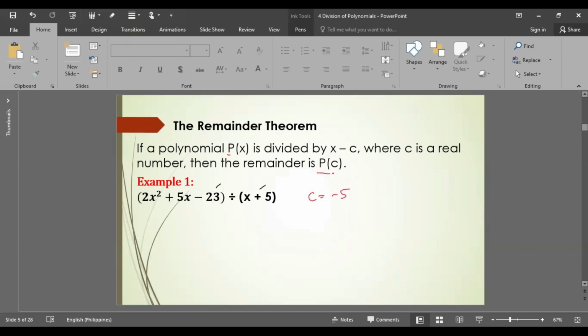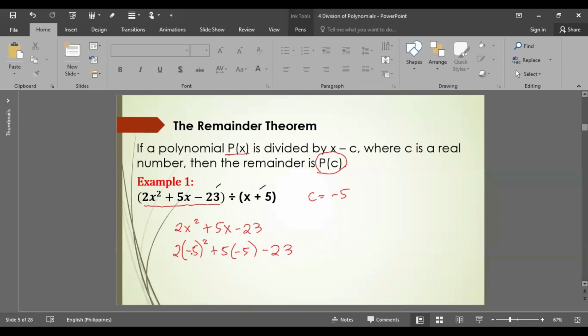So, let us now perform this. We have to substitute the value of c to the variable that is present in p of x. So, in this case, class, p of x is this expression. So, we simply copy p of x, then do the substitution. If c is equal to negative 5, what will be the remainder when we divide these two expressions? So, let us see.